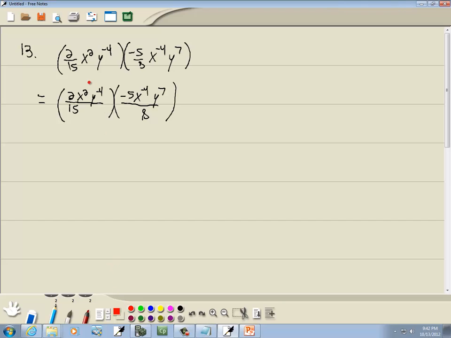Well, we're going to get rid of the negative exponents. So I'm going to take this y to the negative 4 and move it downstairs. I'll take this x to the negative 4 and move it down below. Now the negative 5 there doesn't bother us. It's negative exponents we're trying to get rid of. So this becomes 2x squared over 15y to the 4th. And this one becomes negative 5y to the 7th over 8x to the 4th.